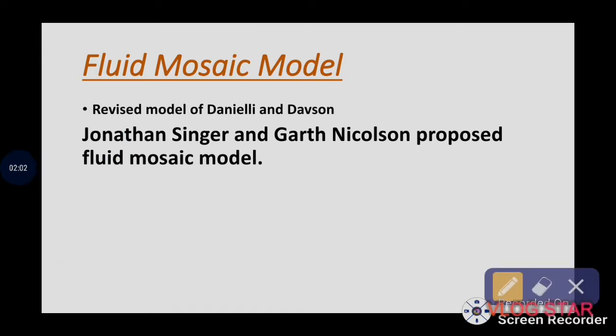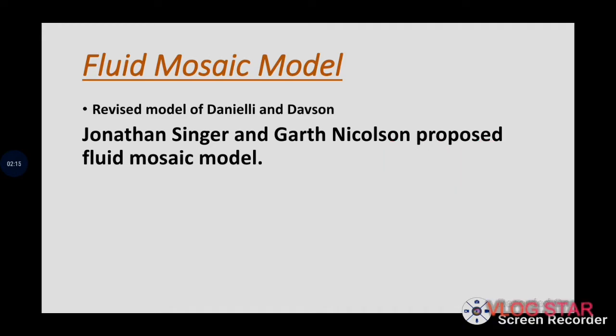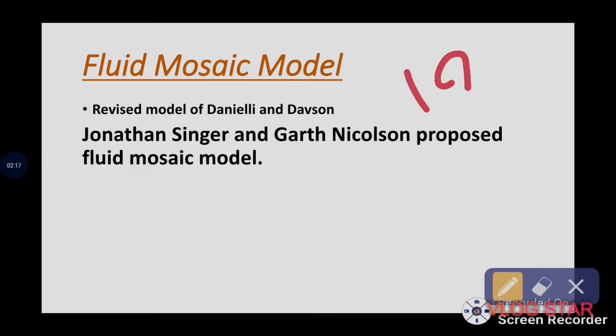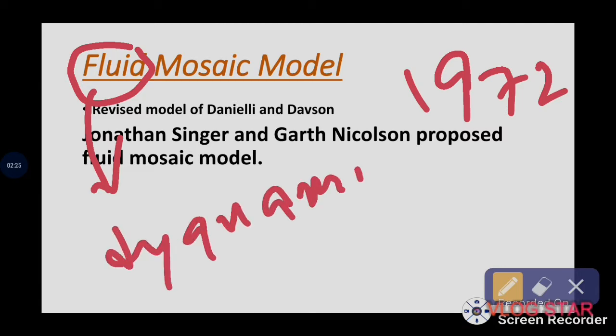So why is it named the fluid mosaic model? First of all, it was proposed by Singer and Nicolson in 1972. It is called the fluid mosaic model because fluid refers to the dynamic nature of the cell membrane. Dynamic means the lipid molecules can move from one place to another. So that's why we call it a dynamic system, a fluid state.